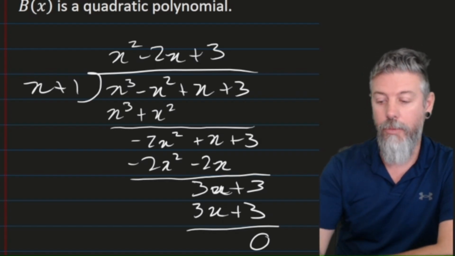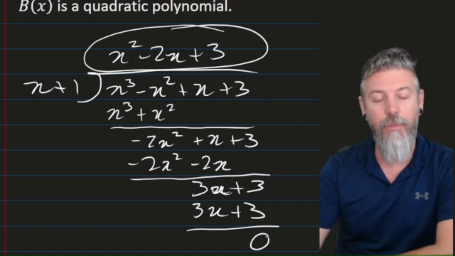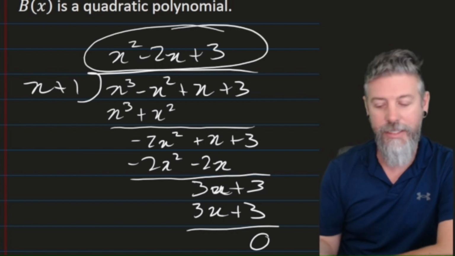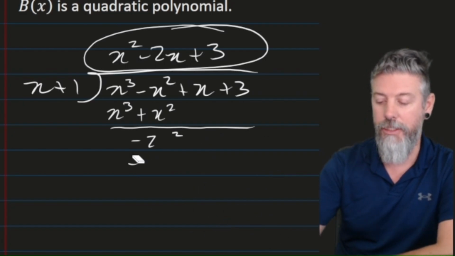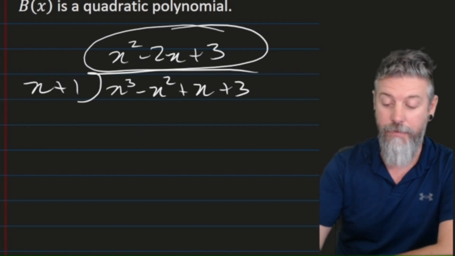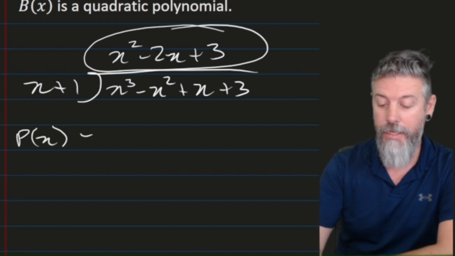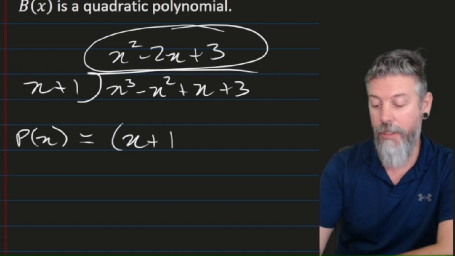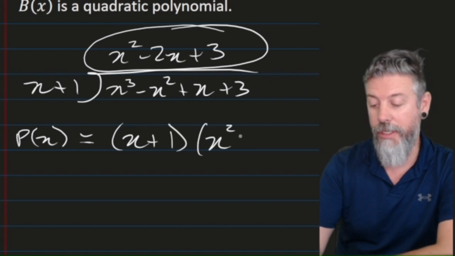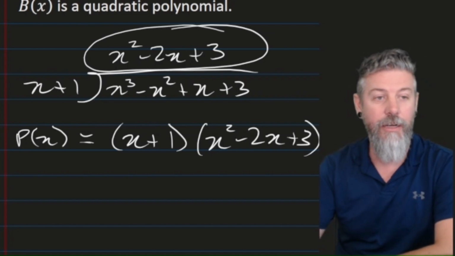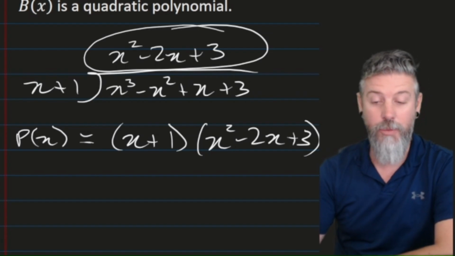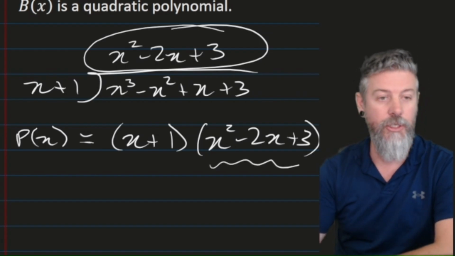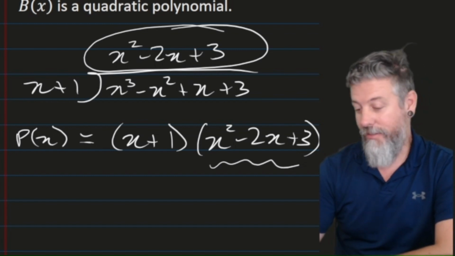So we end up with this quotient x squared minus 2x plus 3, and that's our b of x term. So we can now actually go and express this polynomial as p of x equals x plus 1 times x squared minus 2x plus 3. And we've done it. We have now expressed that polynomial in the form a(x) times b(x), where b(x) is a quadratic factor. And there you go.